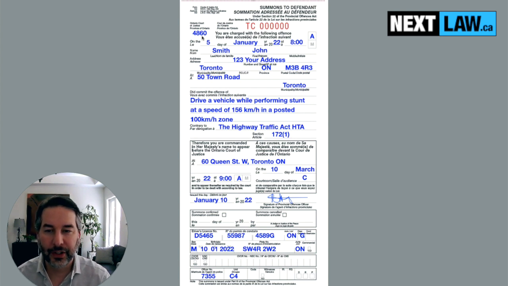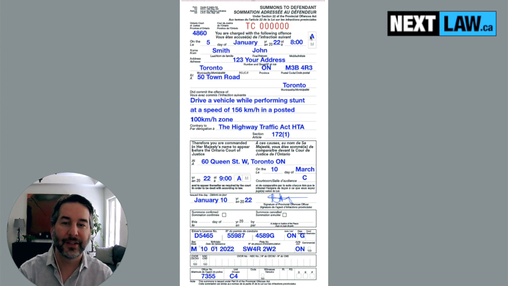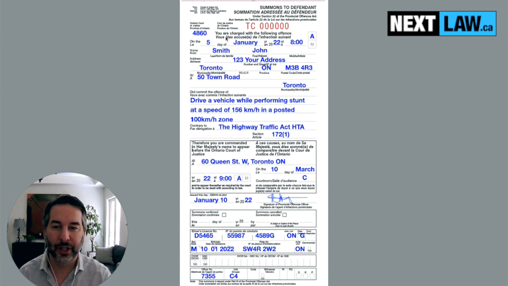And the first thing you're going to see is the date that the summons was issued. So here it says on the 5th day of January 2022 at 8 a.m. And this at least tells you exactly when you got the ticket. And then the summons gives you your name, who the summons was issued to, last name first, Smith John, and your address, 123 your address in Toronto, Ontario, and here's the made-up postal code. And then the officer is going to write down the general area and the municipality of where the offense occurred. So here I just made up a name. It was at 50 Town Road, and that's in Toronto.